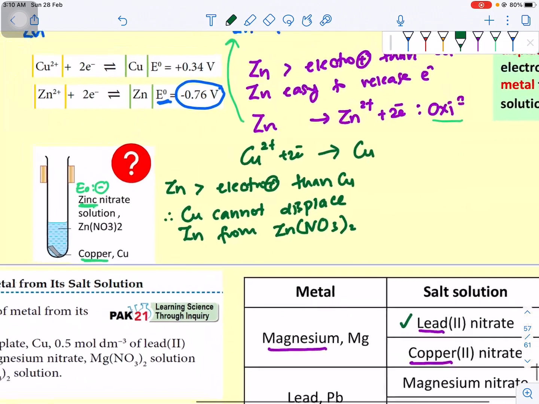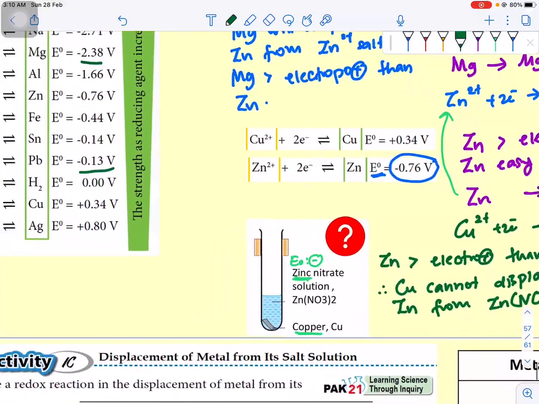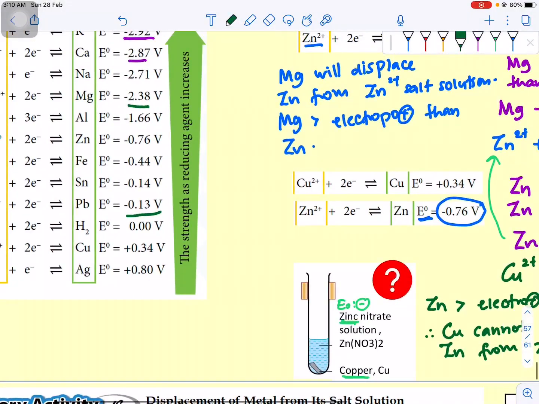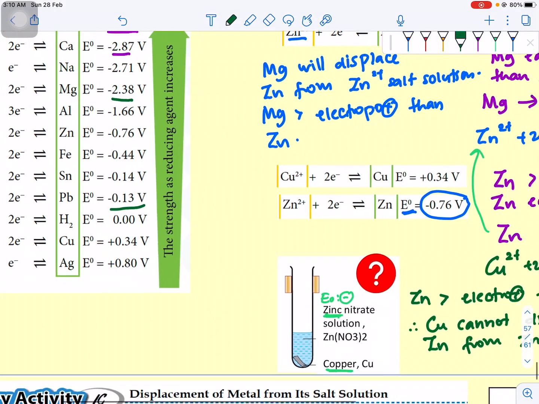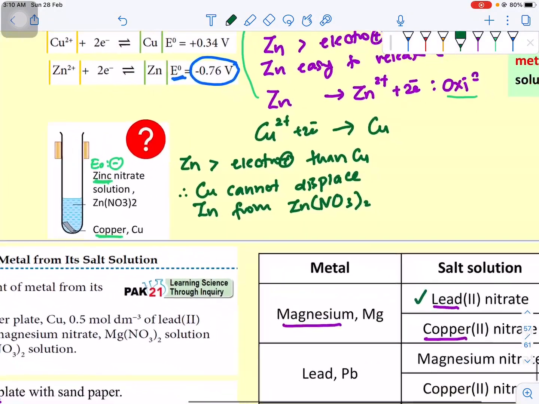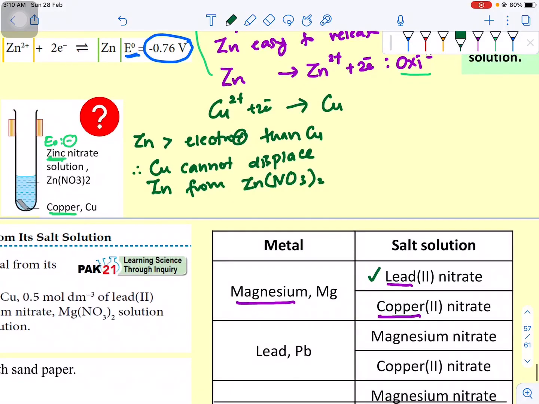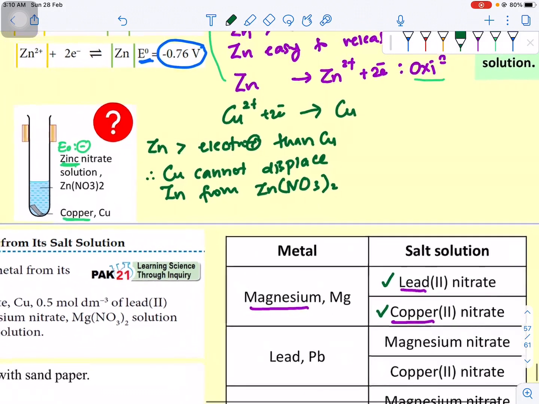Mg dengan Cu, mana E-node yang lebih negatif? Mg is negative 2.38, Cu is positive 0.34. So Mg lagi power. Bila Mg lagi power, boleh tak Mg tendang Cu keluar, displace Cu? Jawapan dia boleh.